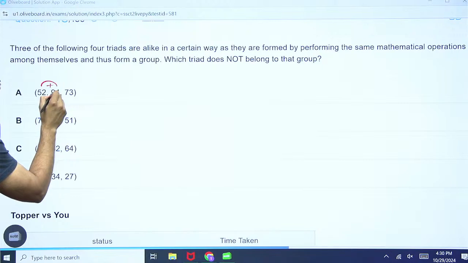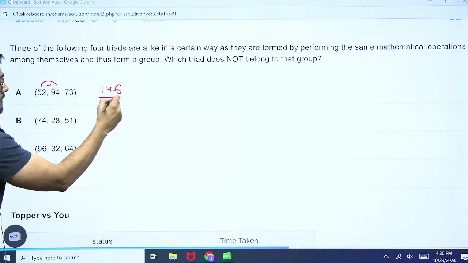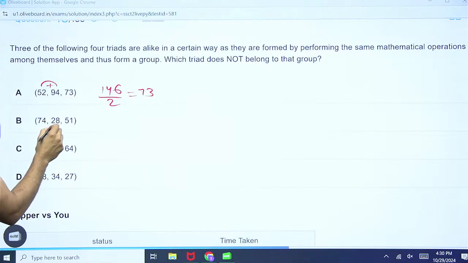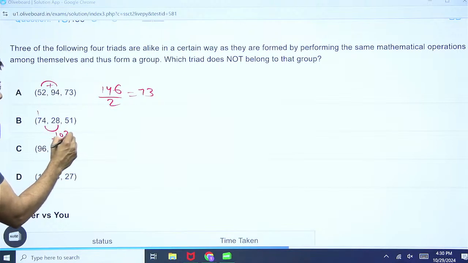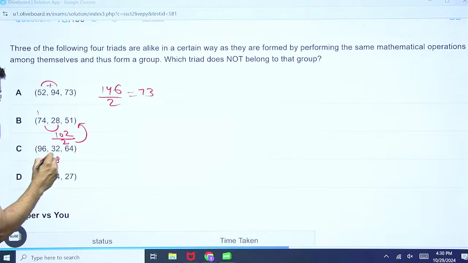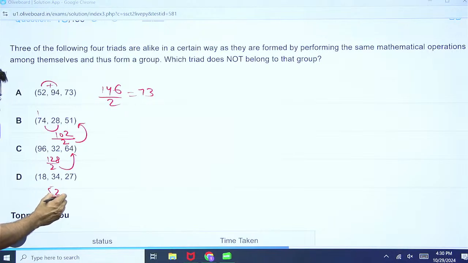Adding these two digits, can we make 4 and 2 is 6, 9 and 5 is 14, 146, and divided by 2 we can get 73, this third number, right? Similarly in this one, 8 and 4 is 12, 7 and 1 is 8, and 2 is 10, 102 divided by 2 we can get 51. 6 and 2 is 8, 9 and 3 is 12, 128 divided by 2 we can get 64. 4 and 8 is 12, 3 and 1 is 4, 5, 52 divided by 2 we will get 26, not 27, and hence this is the odd one out. Option D is the odd one out, right?